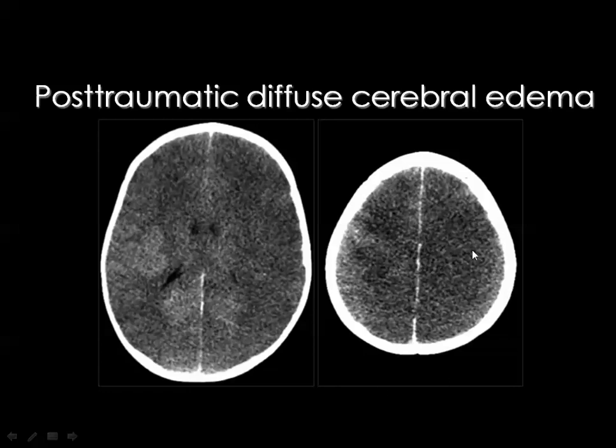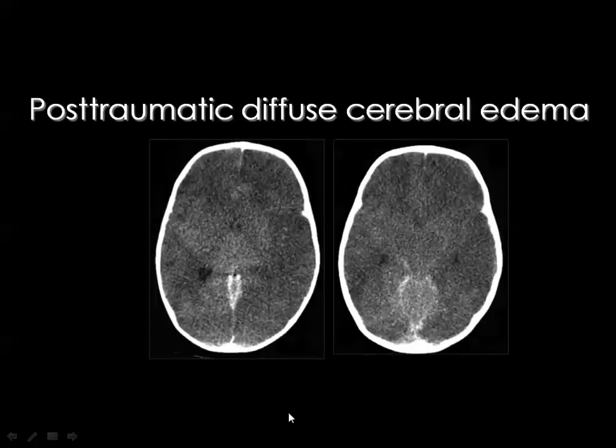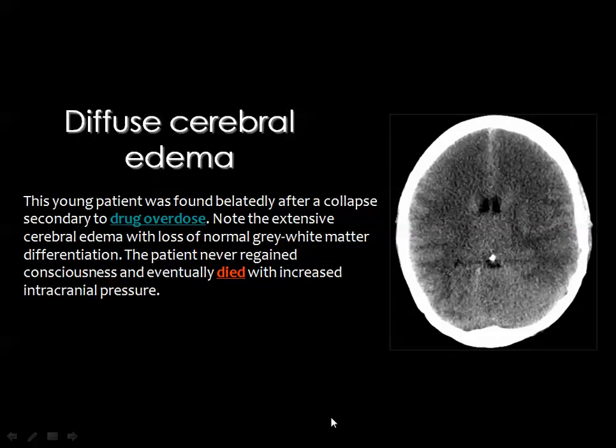There is a swelling of the brain, loss of the cortical sulci and fissures, diffuse hypodensity of the brain parenchyma, with loss of the differentiation between the gray and the white matter, as well as attenuation of the cerebral ventricles. And this is also a case of post-traumatic diffuse cerebral edema with the same findings: loss of the gray-white matter interface, effacement of the cortical sulci and fissures, attenuation of the ventricles, and this is post-traumatic.